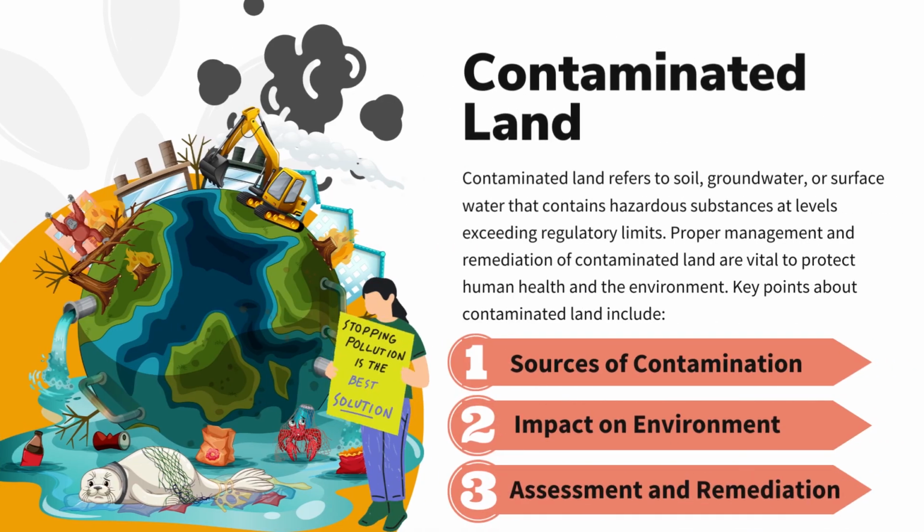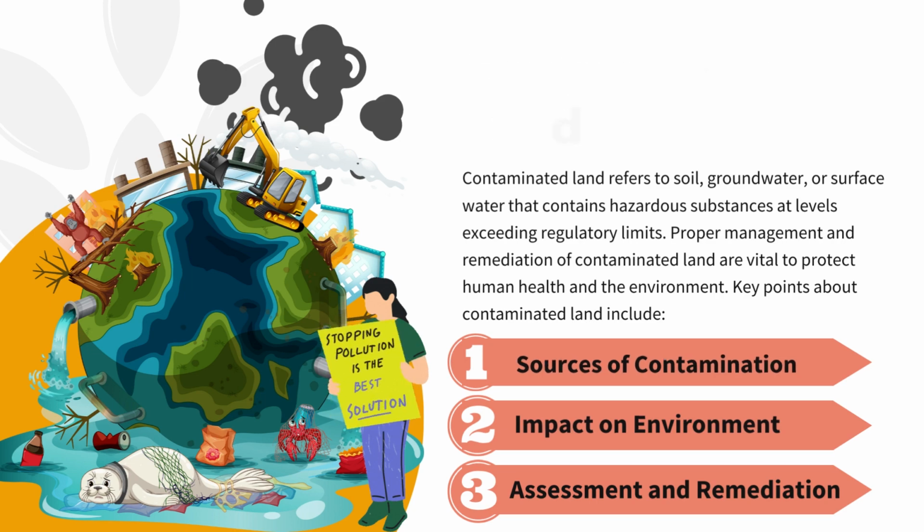Contaminated land refers to soil, groundwater, or surface water that contains hazardous substances at levels exceeding regulatory limits. Proper management and remediation of contaminated land are vital to protect human health and the environment. Key points about contaminated land include sources of contamination, impact on environment, assessment, and remediation.